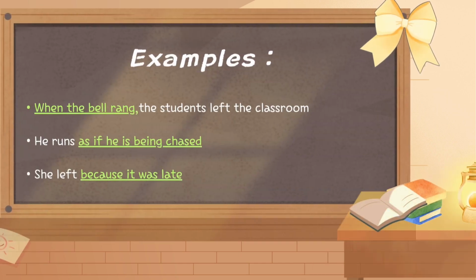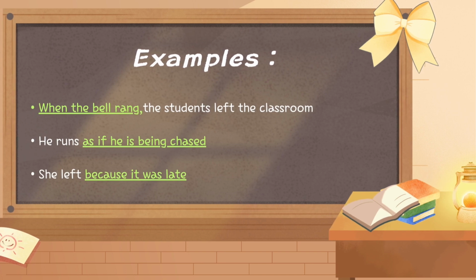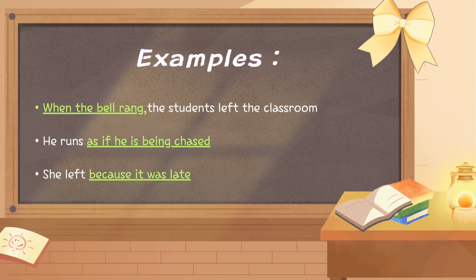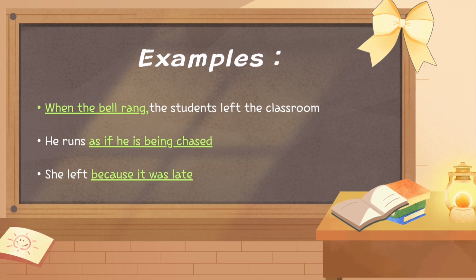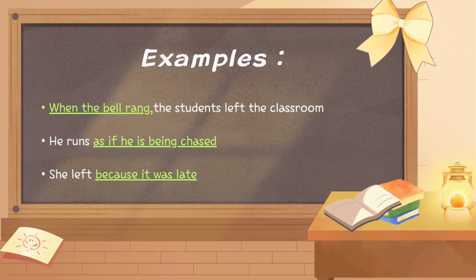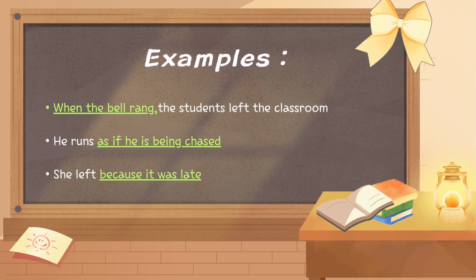For example, the adverbial clause of time. This type of adverbial clause tells when something happens. Example: when the bell rang, the students left the classroom. Here, when the bell rang explains the timing of the students' action.